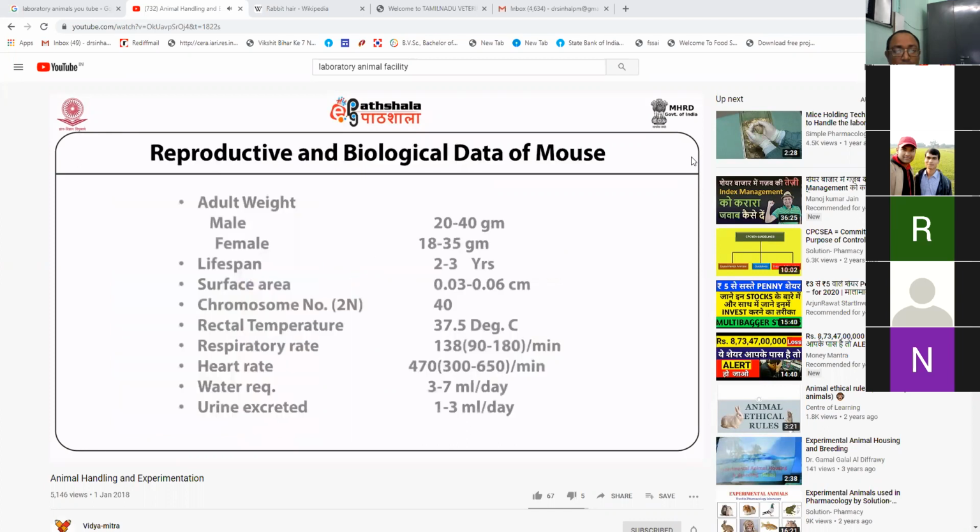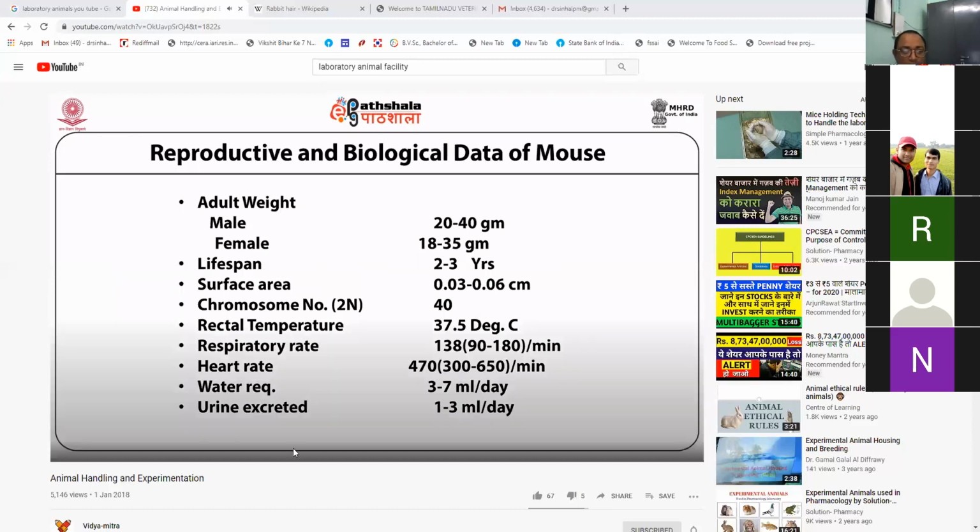This is some of the reproductive and biological data of the mouse, which you should understand. For an adult weight, the male will be around 20 to 40 grams. The usual weight will be 25 grams. A 40-gram mouse is something like a diabetic or obese mouse. Usually the mouse weight will be not more than 25 grams. The lifespan is 2 to 3 years, the body surface area is 0.03 to 0.06, and the number of chromosomes is 40.